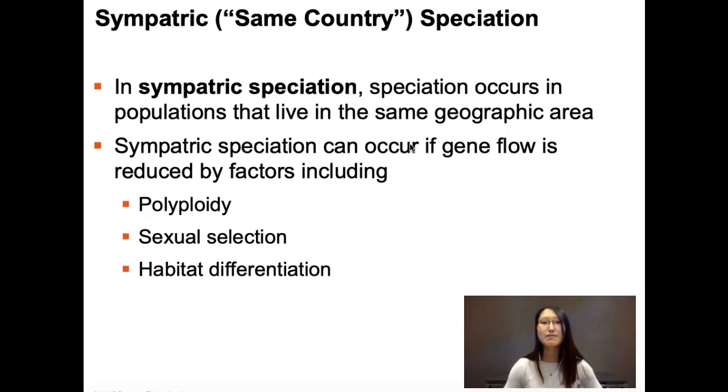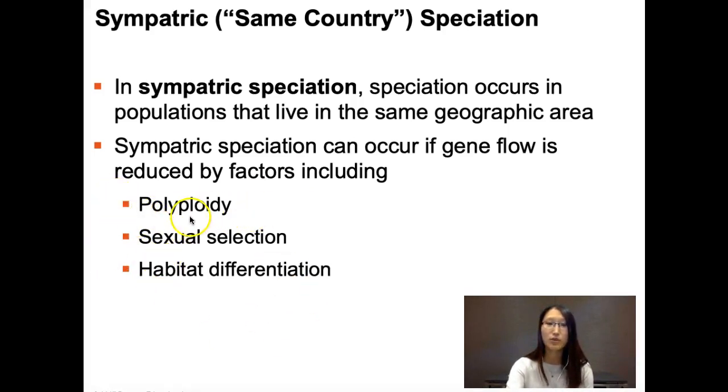So now we're on to sympatric speciation. Sympatric speciation occurs in populations that live in the same geographical area. However, there has to be a reduction of gene flow in order to allow those mutations and all three factors to actually accumulate. But there are three possibilities on why this could happen within an area with multiple populations with no geographical barrier. So here are the three possible factors.